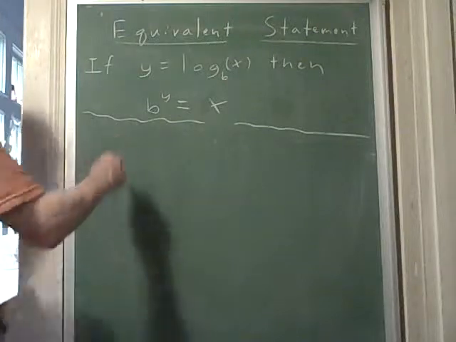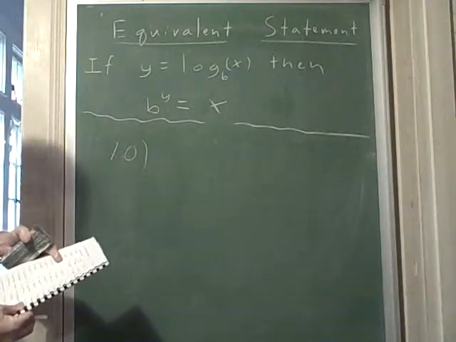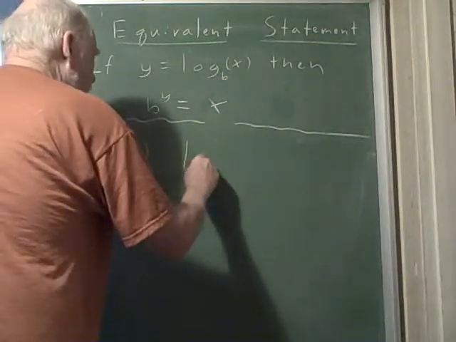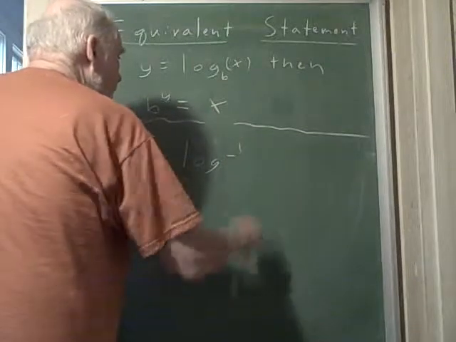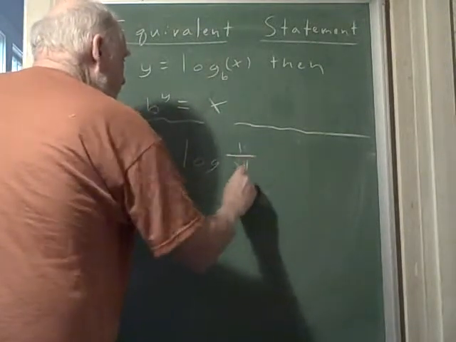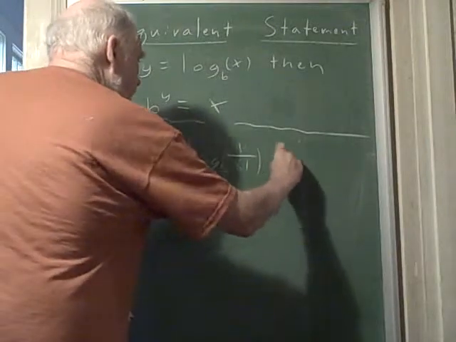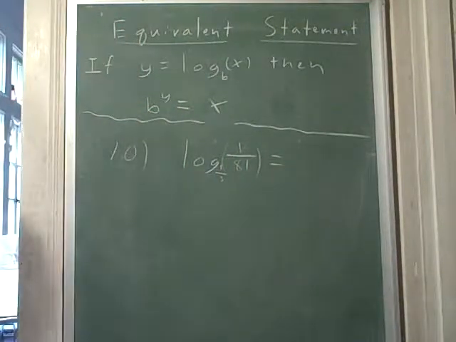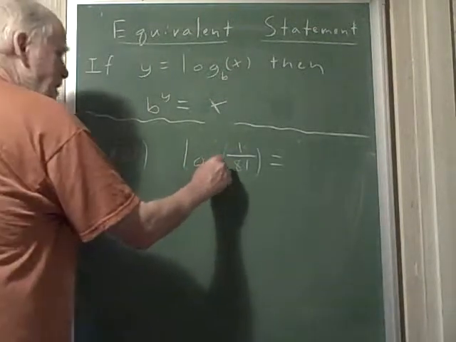We'll do number 10 out of my notebook. And number 10 is the log of 1 over 81 base 1/3. Log of 1 over 81. Oh, breaking my chalk. Base 1/3. Kind of a weird base there. But this is just to get you used to the whole idea. So this set of problems has very strange bases, okay?